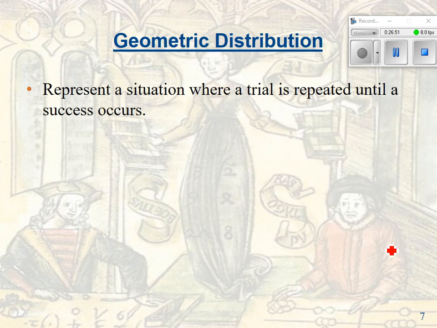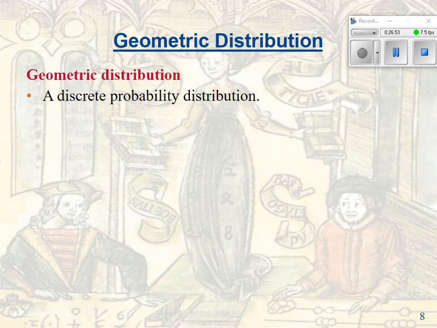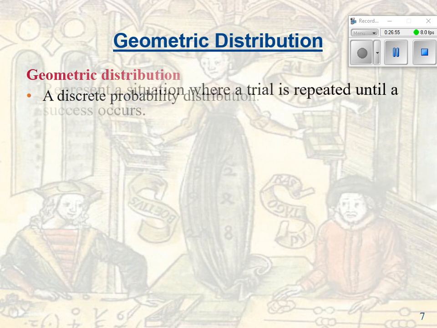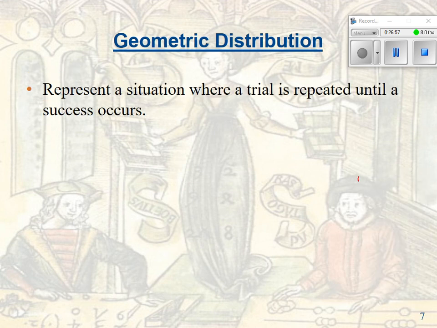Geometric distribution, and we're going to cover two distributions. It represents a situation where a trial is repeated until a success occurs. So with geometric, we're doing this same thing over and over again until we get a success.